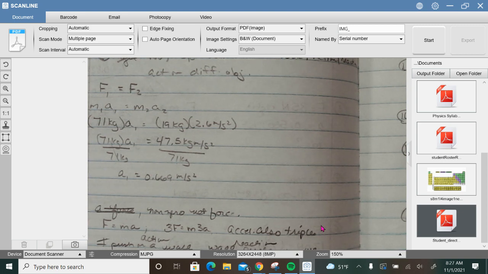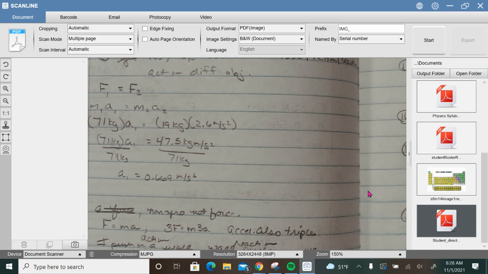Any questions? Say which one? Number 2. Acceleration triples. Force triples, acceleration triples. Mass is not going to change. So those are kind of easy questions because mass is constant. So if you change the force, the acceleration is also going to change by the same amount.